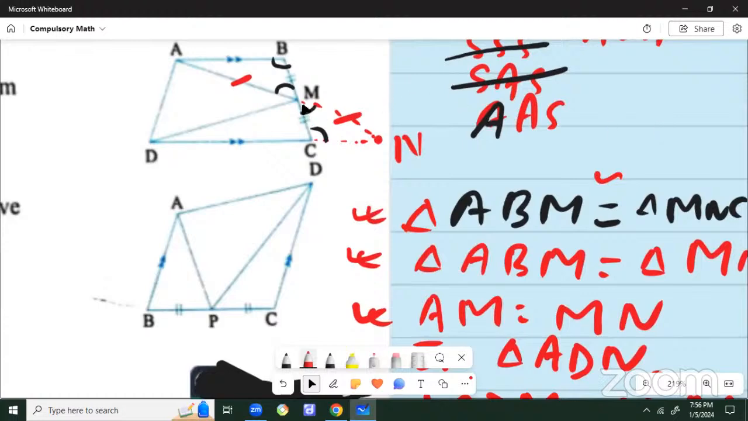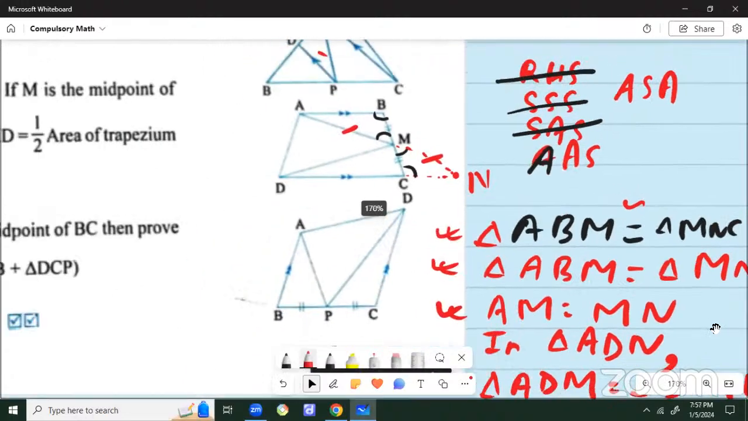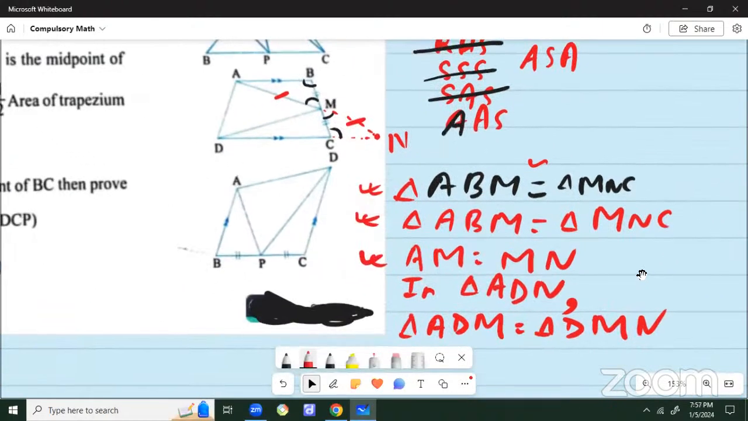In triangle ADN, if M is the midpoint of AN, DM becomes a median, right? DM becomes a median, and that helps us bisect the triangle into two equal parts. Yes, sir, we can. Now, what next?